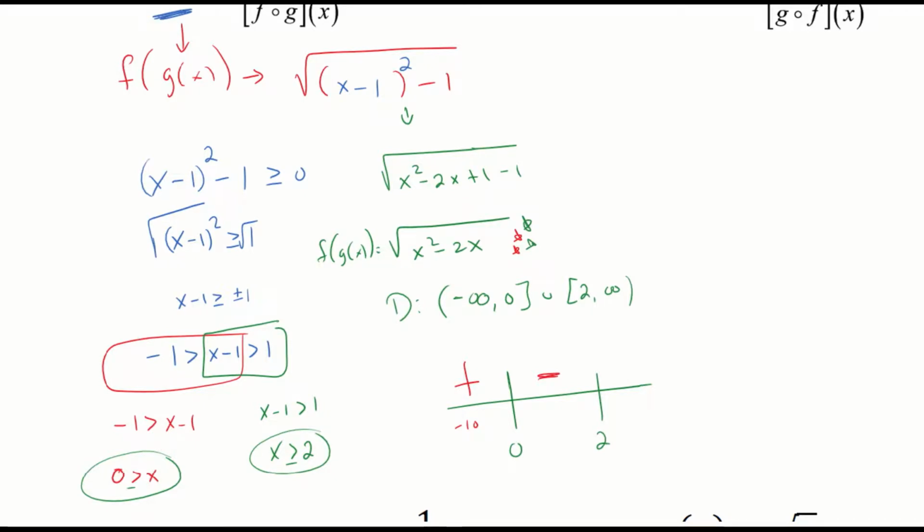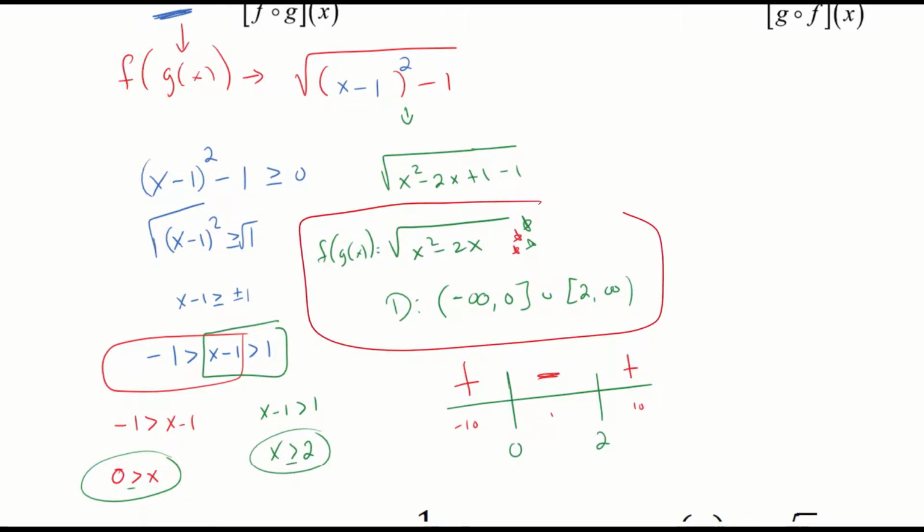And then same thing, so choose a number somewhere to the right of 2. Let's go with 10. All right, let's make life easy. If I plug that in, that's 100 minus 20, which is definitely positive. And so any number that I choose to the right of 2, I'm going to end up being positive. And so here is my final answer. My composite function is the square root of x squared minus 2x, and my domain restriction is from negative infinity to 0 included, and from 2 to infinity included.